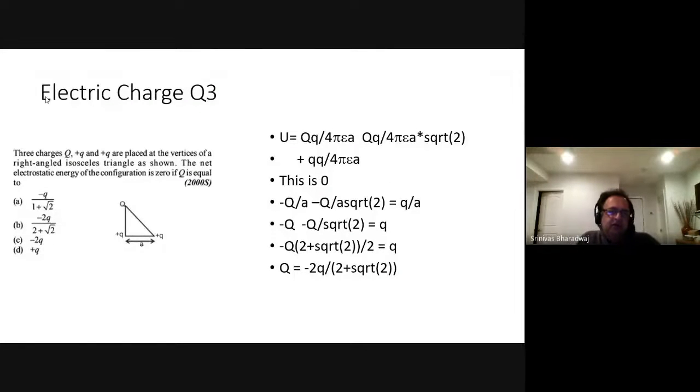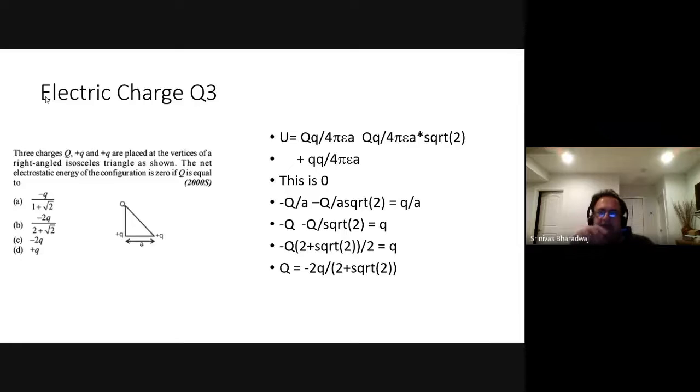Three charges, capital Q, small q, and small q, are placed in a vertical isosceles triangle. The net electrostatic energy of the configuration is 0 if Q is equal to what? So what is electrostatic energy? Electrostatic energy is the potential times the charge. So U is Q1 Q2 by 4 pi epsilon naught R, the potential energy between 2 charges.